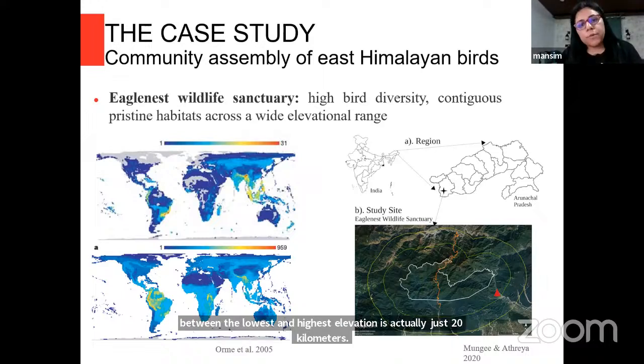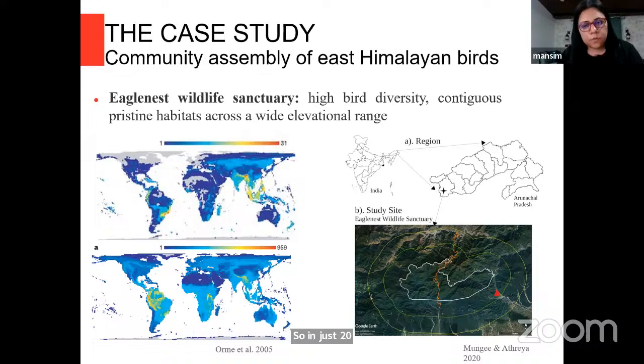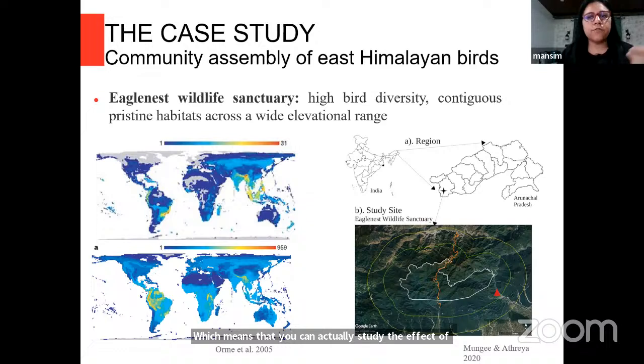So in just 20 kilometers, your elevation changes by more than 2,500 meters, right? And elevation, of course, is just a proxy for all these other kinds of environmental changes. With elevation, your vegetation changes, your temperature changes, precipitation changes, wind, air density changes, right? So you have a great variety of environment changing across a very small spatial scale, which means that you can actually study the effect of changing environmental filtering, because these different environments should select for different kinds of functional structure.